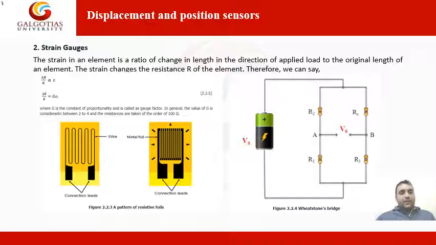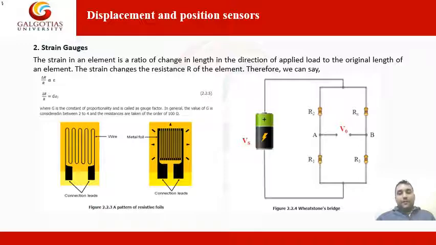In general, the value of G is considered between 2 to 4, and the resistance is taken in the order of 100 ohms. So this is the pattern of the resistive foil. This is the connection lead. This is a connection lead. So here in this case the wires are used. In this case the metal foils are used, which can connect the different connective leads to one another.